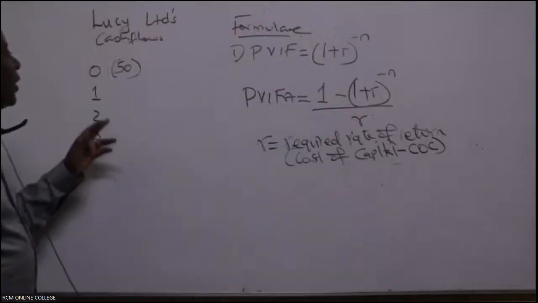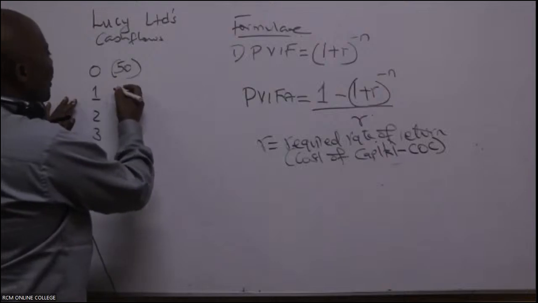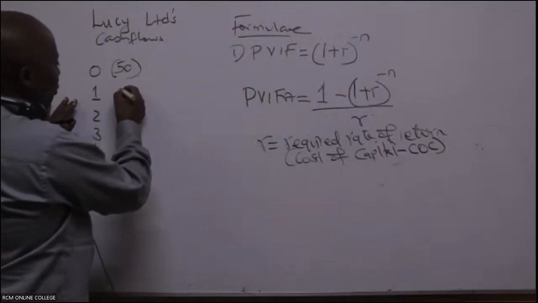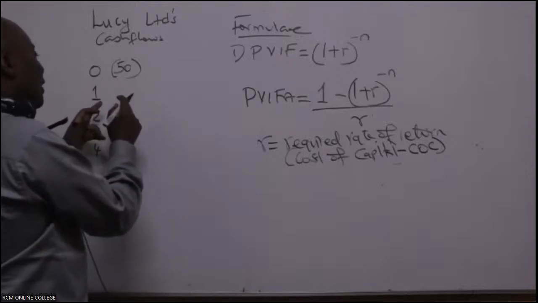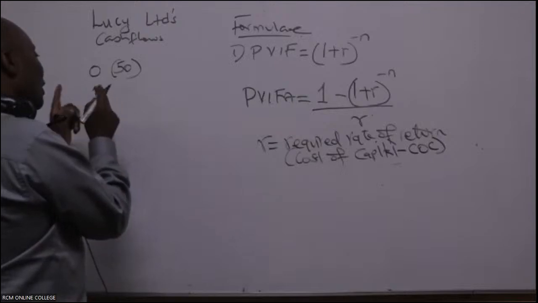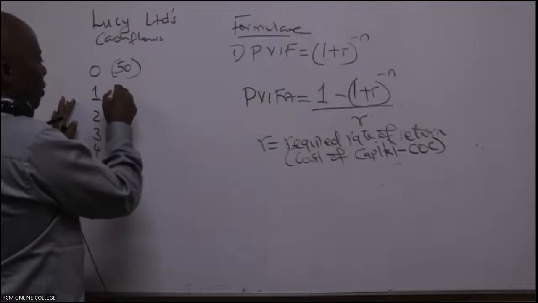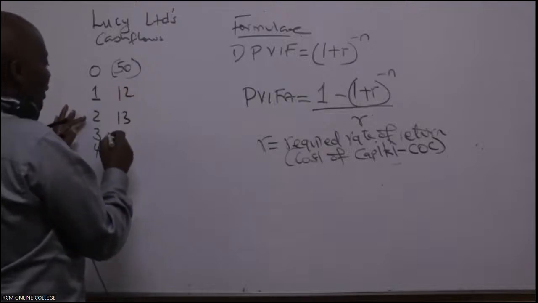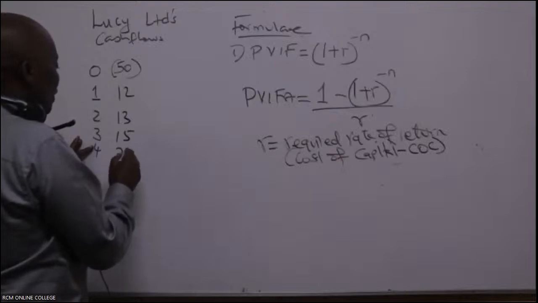So we have 50. So this 50 is a cash outflow. And then we have, for example, year 1, we have 40. Here she gets 12. Here she gets 13. Here she gets, for example, 15. Here, for example, she gets, in this case, 27.